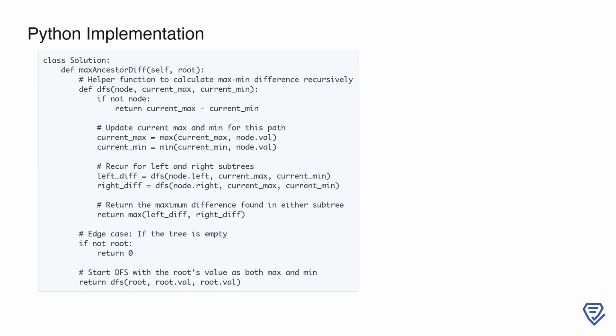The base case handles an empty tree by returning 0, as there are no nodes to compare. For non-empty trees, the DFS begins at the root node, initializing both the maximum and minimum values to the root's value. This approach ensures that all paths in the tree are explored, and the maximum difference is calculated efficiently. The time complexity is O(n), where n is the number of nodes in the tree, because each node is visited once. The space complexity is O(h), where h is the height of the tree, due to the recursive call stack depth in the worst case of a skewed tree.